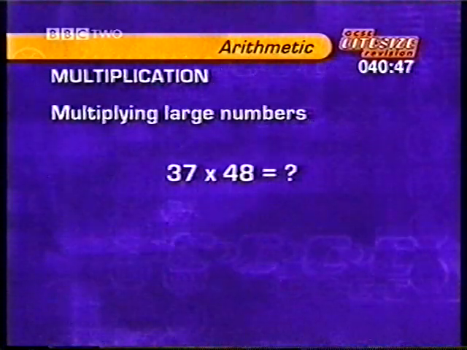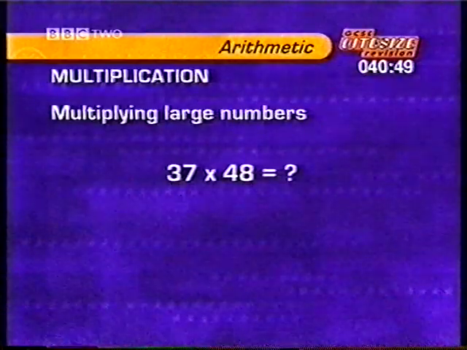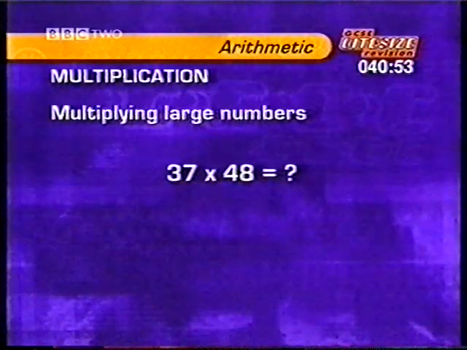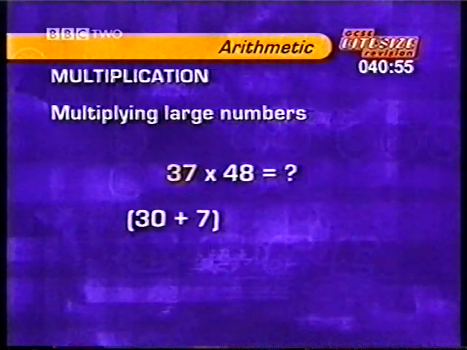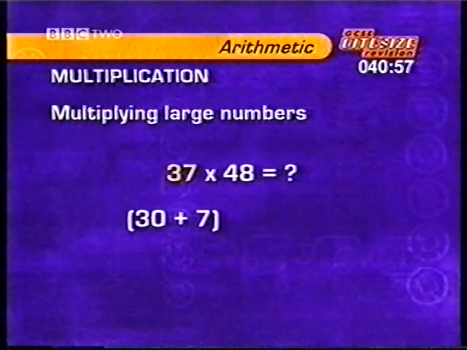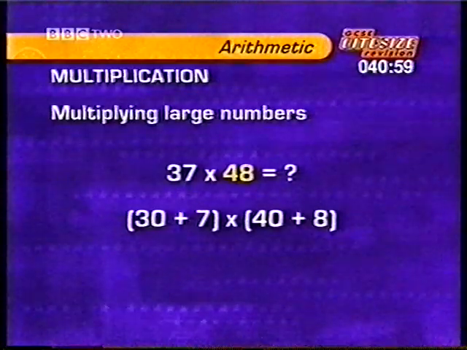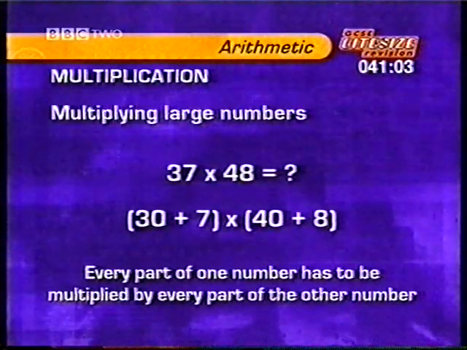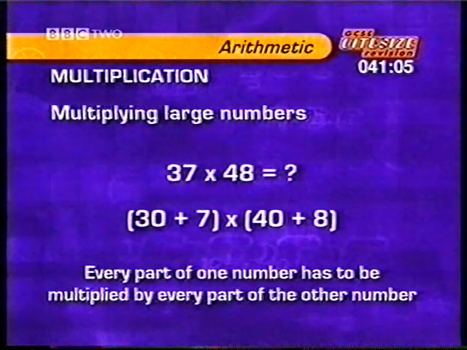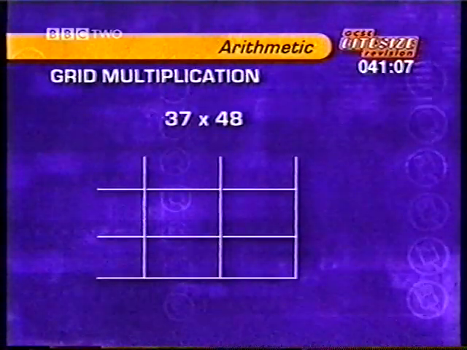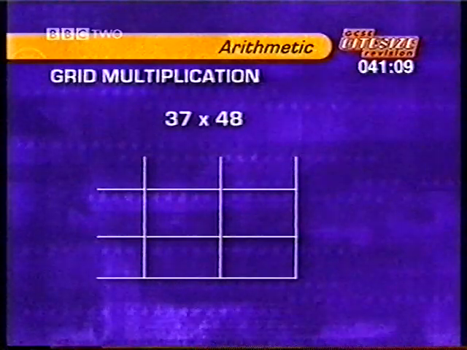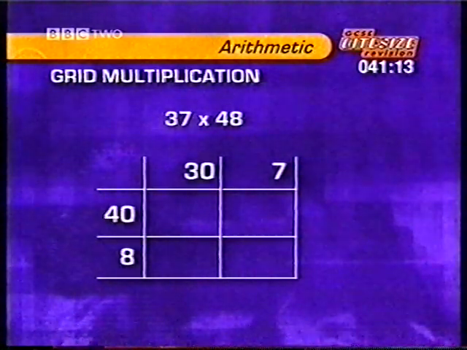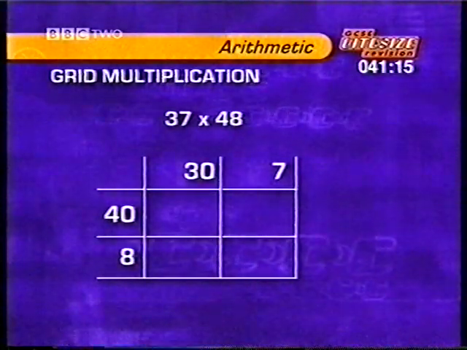For two-digit numbers like 37 times 48, there are several techniques that break the numbers down into their units and tens. 37 is 30, that's 3 tens, and 7 units, and 48 is 40, 4 tens and 8 units. Every part of one number has to be multiplied by every part of the other number. Here are 2 ways of doing this. One way is to set out the multiplication in a grid, with the 30 and 7 across the top, and the 40 and 8 down the side.